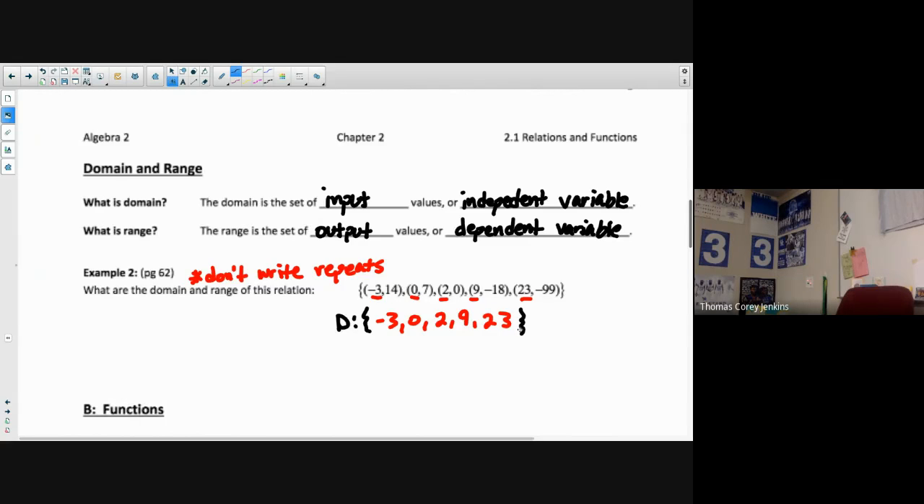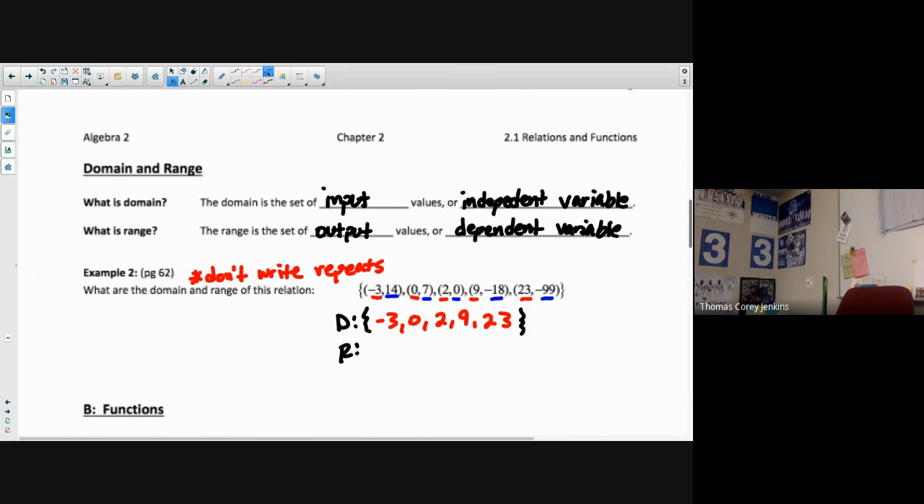So that's the domain, and then the range would be all the output values. So 14, 7, 0, -18, and -99. You can list them as they are, but I like to go in numerical order. So that's how I'm going to list them out.